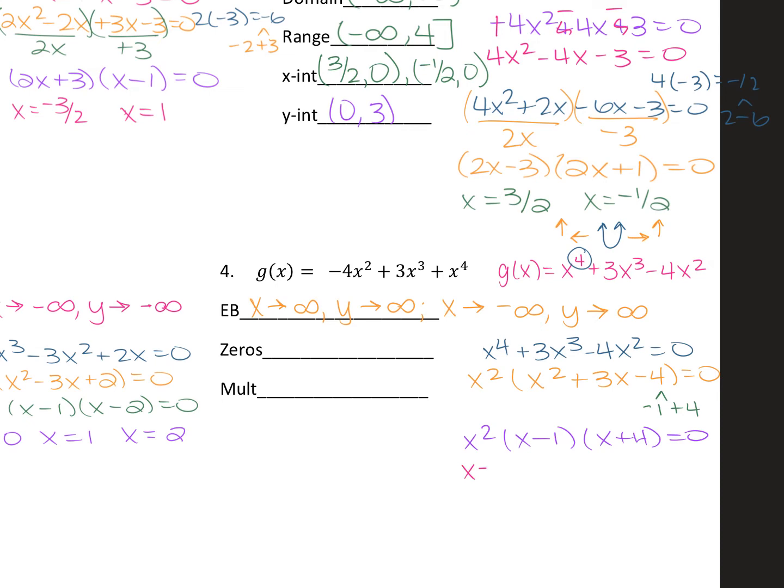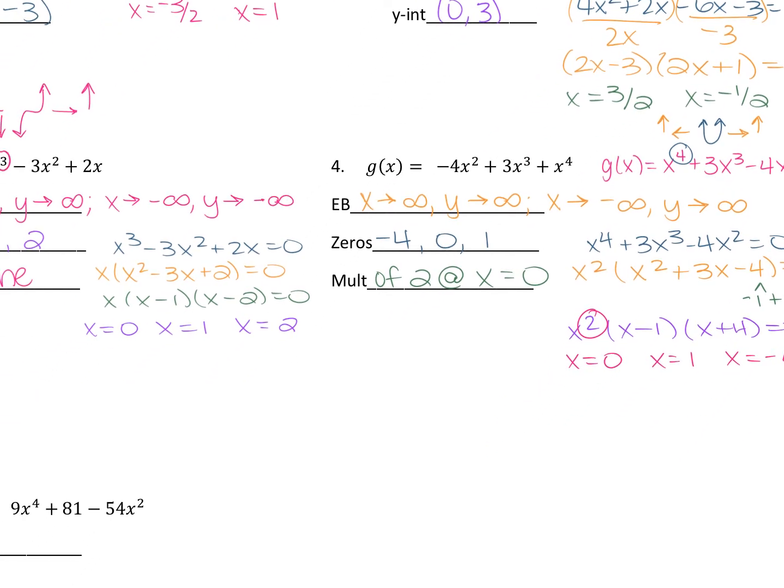You have x is equal to 0 twice because of that power of 2. Then you have x is equal to 1 and x is equal to negative 4. So your zeros for this one are negative 4, 0, and 1. You have a multiplicity of 2 at x is equal to 0, which means that 0 occurs twice as an answer.